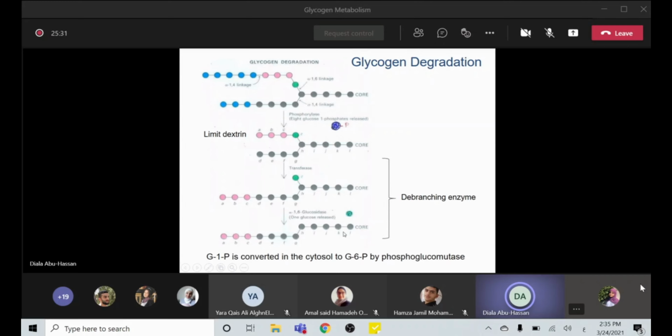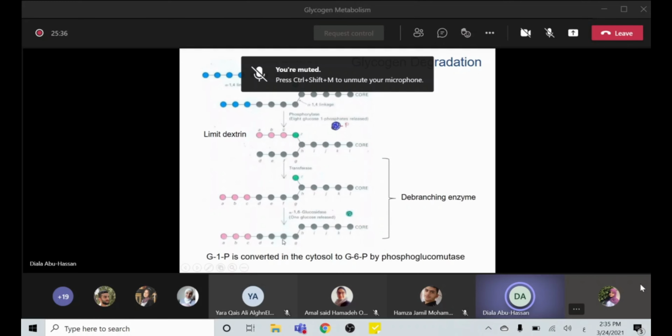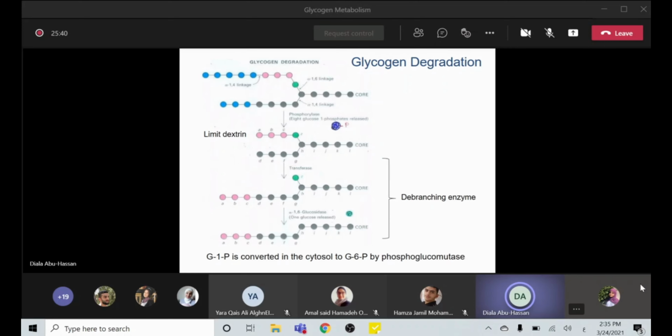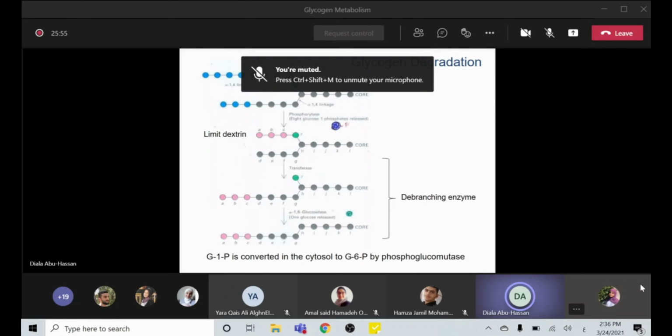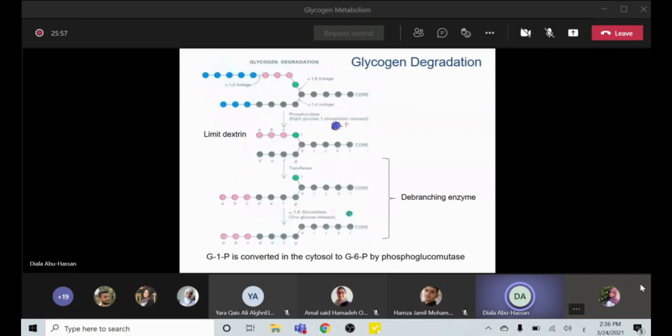Okay? So first I have phosphorylase working one by one, but then I reach the point of limit dextrin. At limit dextrin, I need a debranching enzyme that has two enzymatic functions. The first one is the transferase, which does the transfer of the limit dextrin to the core or to the main chain. And then the second one is the alpha 1,6 glucosidase that breaks the alpha 1,6 linkage as a debranching enzyme.